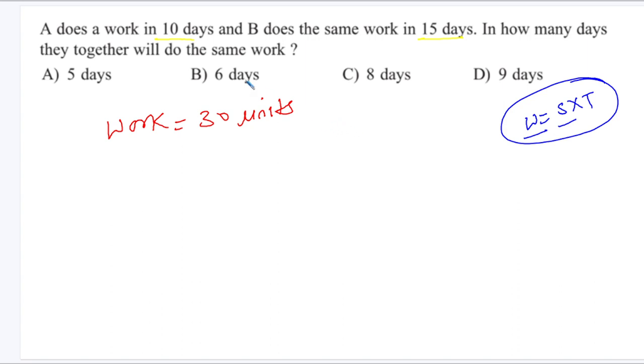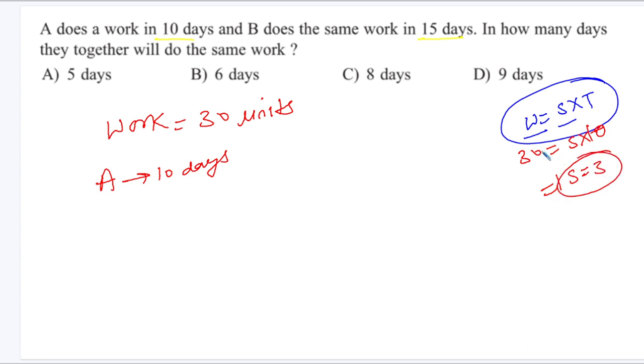I selected 30 units because I have 10 and 15 in my question and 30 is divisible by both 10 and 15. So if A can do a job taking 10 days, suppose the 30 units job is to be done in 10 days. So what do you think? What's the speed of A? 30 divided by 10, so 3 units per day. Speed of A is 3 units per day.